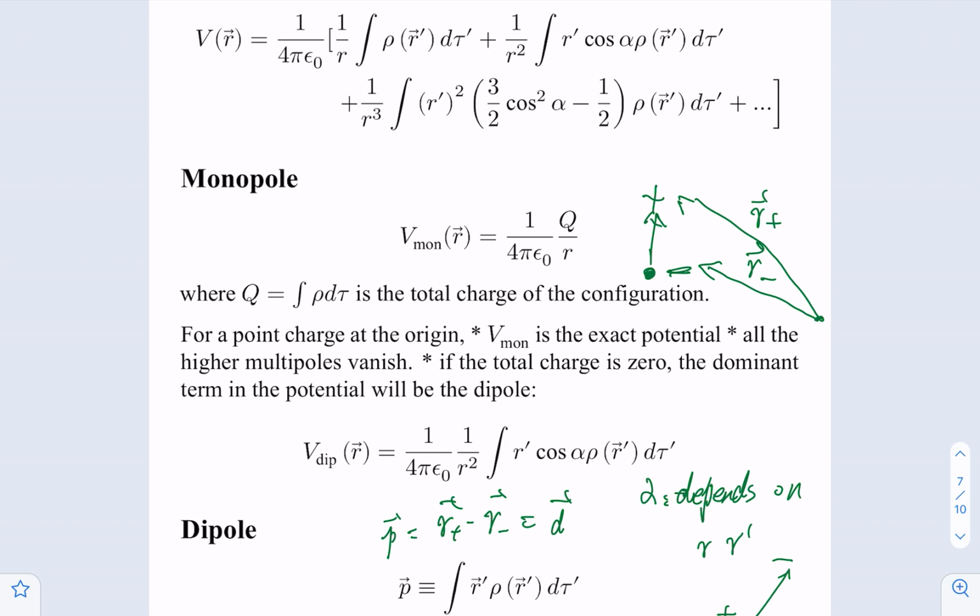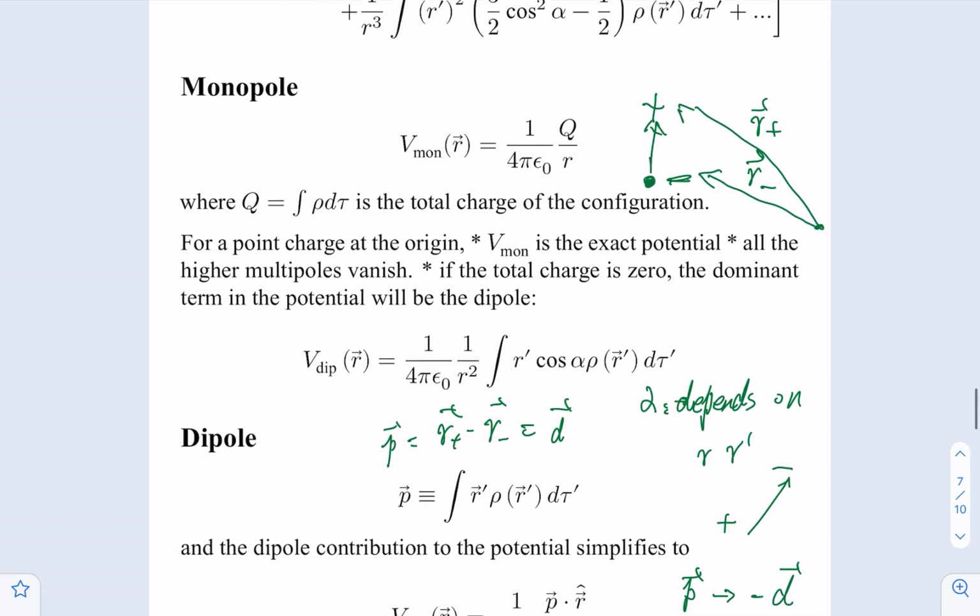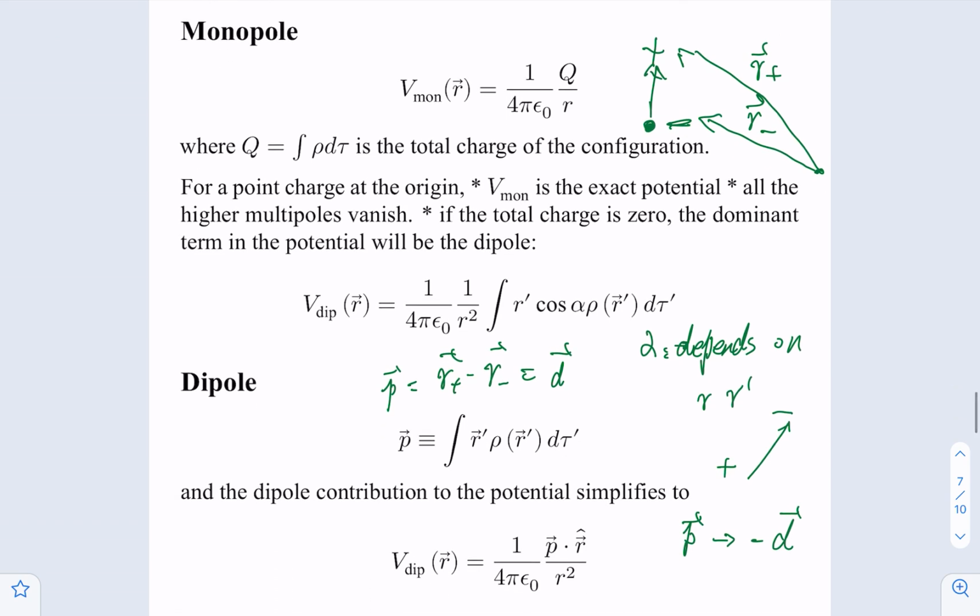Now we can actually define a similar thing for this dipole term. So here this is the dipole expression, and now we can identify that this alpha is the angle between r and r prime.